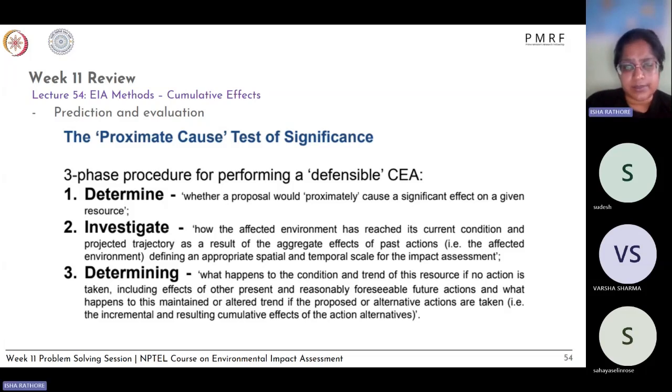And the third is determining what happens to the condition and trend of that resource if no action is taken, including effects of other present or reasonably foreseeable future actions, and what happens to this maintained or altered trend if the proposed or alternative actions are taken. So you show both the cases: if no action is taken, how this will skyrocket, and if you take certain actions, that is the mitigation steps, how that trajectory will be affected.